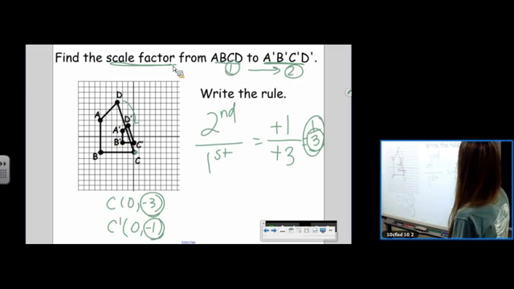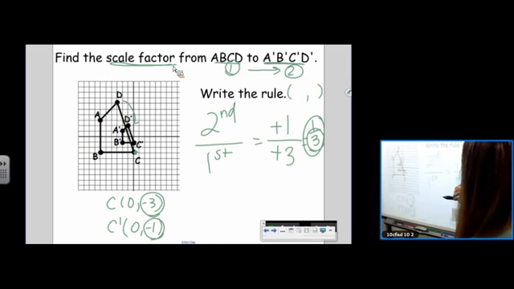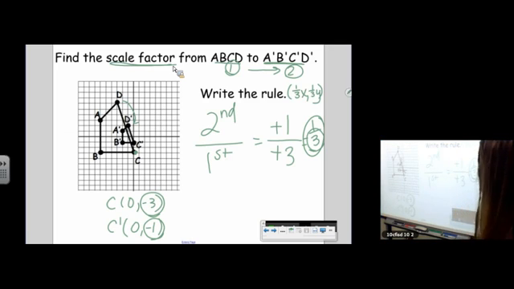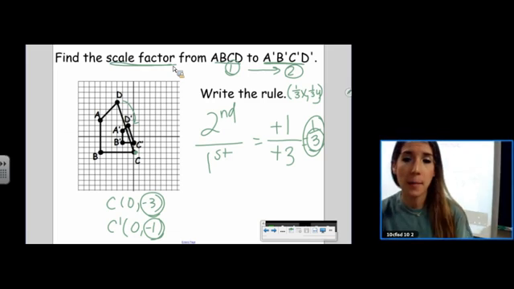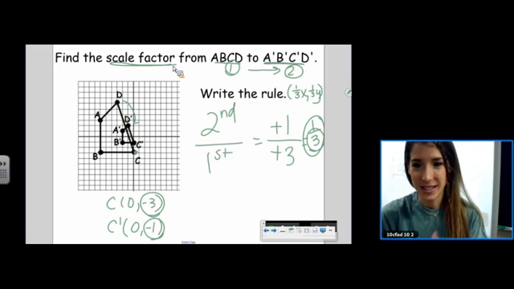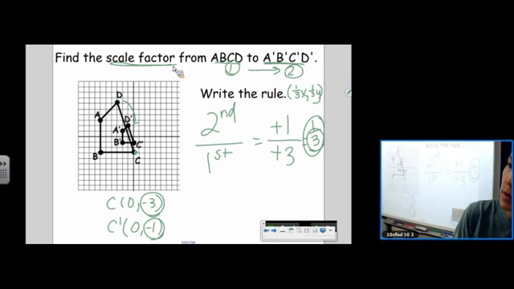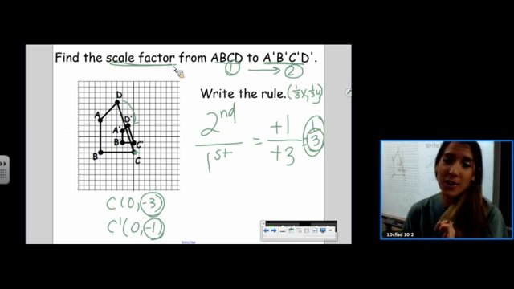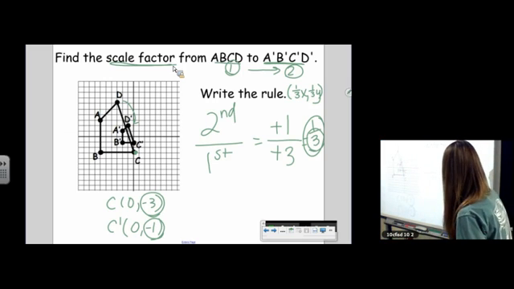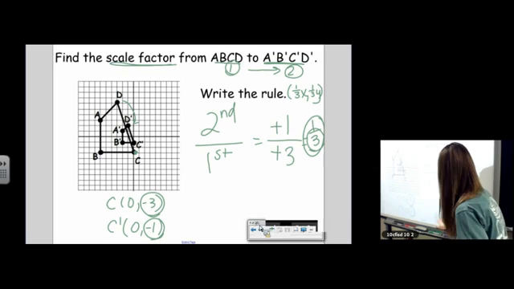Then it says write the rule. I want you to see what the rule looks like. The rule would be 1/3 x, 1/3 y. It would look just like that. So what happened to figure A, B, C, D? It reduced in size, and it reduced in size times 3. So that's why the scale factor is 1/3. When your shape gets smaller, your scale factor should be less than 1. All right, so let's try another one.